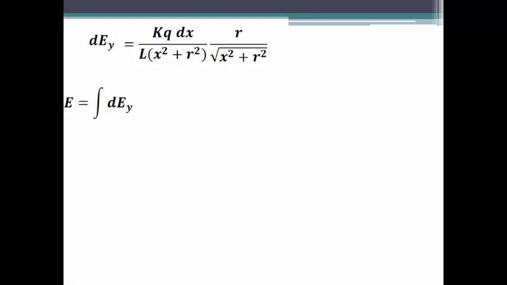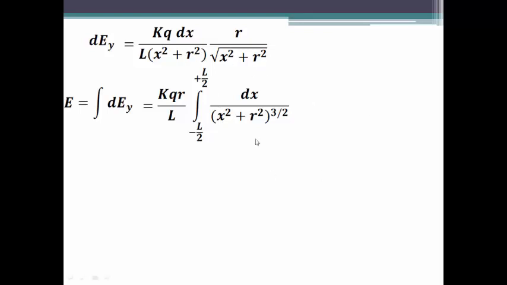Now, for our final step, we integrate. Total electric field will be equal to the integration of dEy, that will be the integration of the entire term. Here k, q, r and L are constants, so they are removed from the integration sign. We will be integrating from minus L by 2 to plus L by 2, assuming that the origin is situated at the center of the rod. So here we will be integrating dx upon x square plus r square into square root of x square plus r square, which becomes x square plus r square the whole raised to 3 by 2.